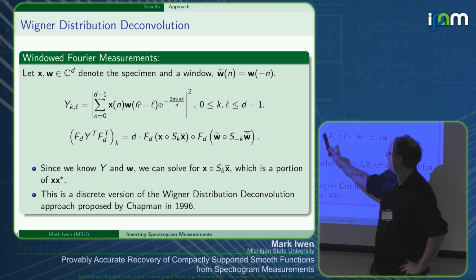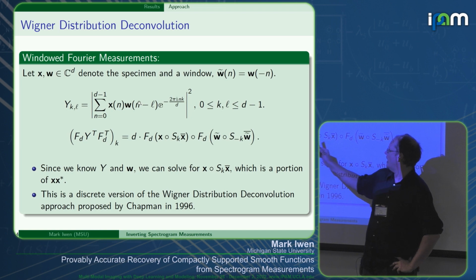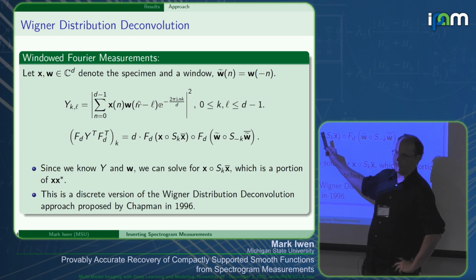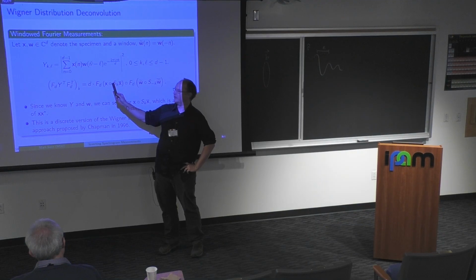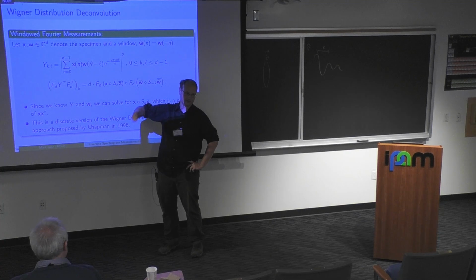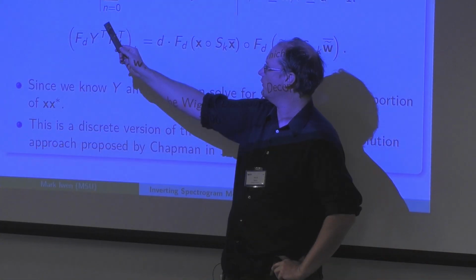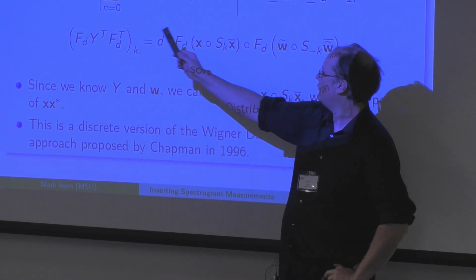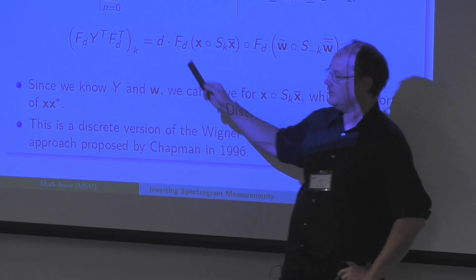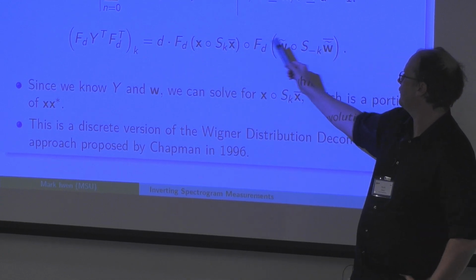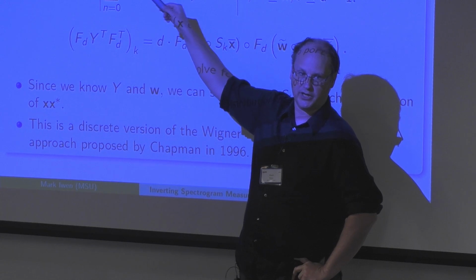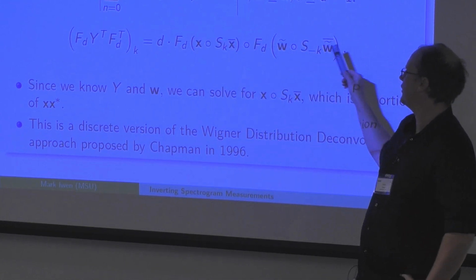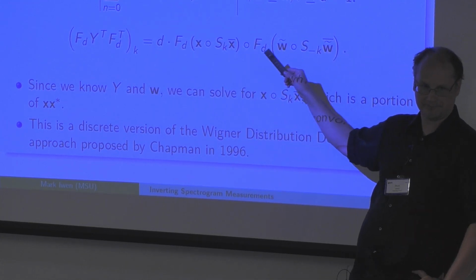And so how will I interpret this? This object right here is an off diagonal of XX star. So here's x, here's the conjugate of x shifted by k. This is a shift operator, so it's an off diagonal of XX star. And the kth row of this gives me the Fourier transform of that off diagonal times stuff that comes from our window, which we've assumed we know. So this looks complicated, but we can compute it. We know what it is.